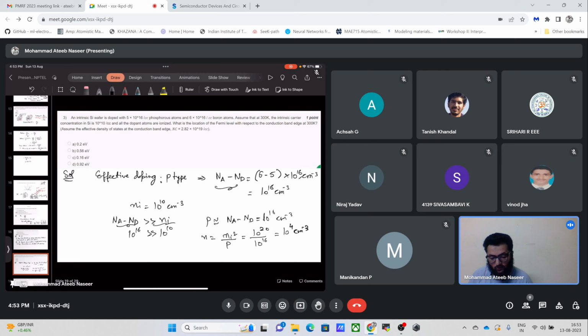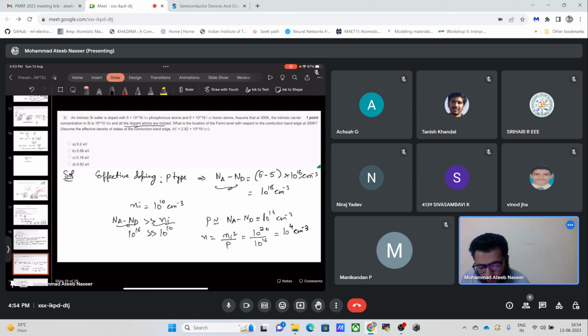Since we have been told to assume the temperature to be equal to 300 Kelvin, it would mean that the thermal energy KT is 26 milli electron volt, and this intrinsic concentration we had taken. And one more thing that I forgot to say, you should repeatedly remember this approximation: all the dopant atoms are ionized. This has been clearly mentioned. That's why we have been able to take it completely equal to Na. We have taken the complete ionization of these carriers.